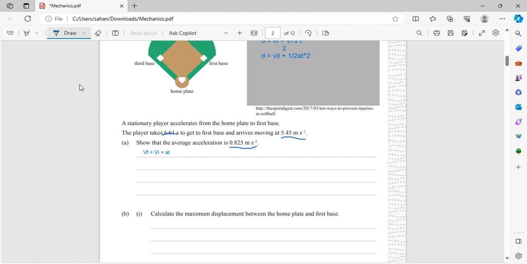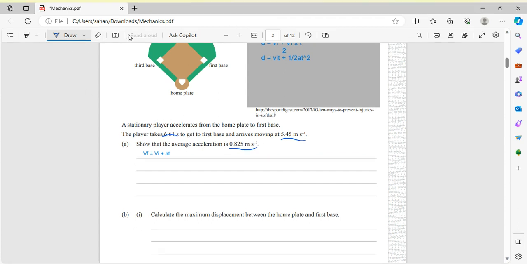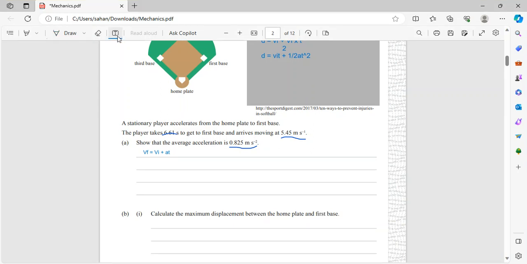So as you can see, I've already got my formula down. And while I could use a equals v over t, I don't think they want us to use that because this is level 2 and they usually want us to use a kinematic equation with this. So let's go ahead and put our numbers in.